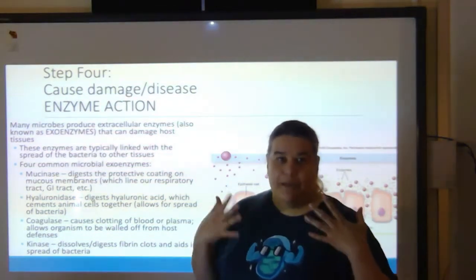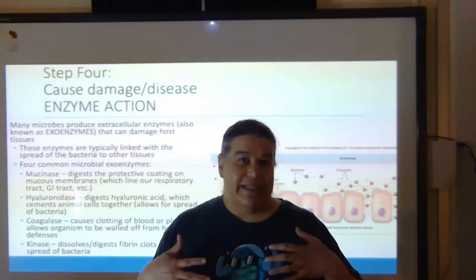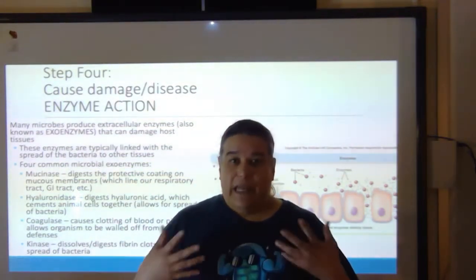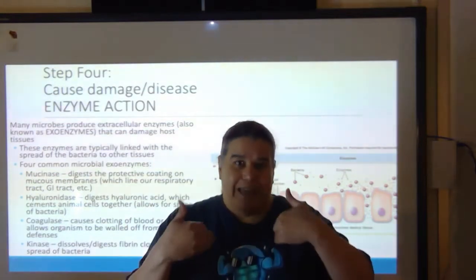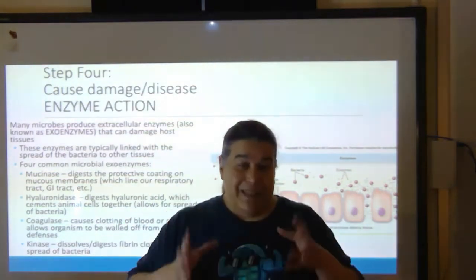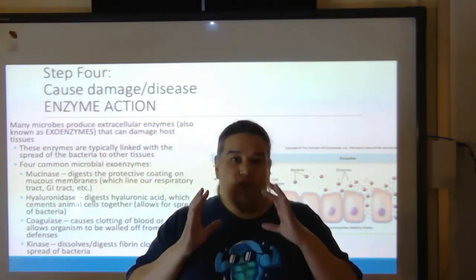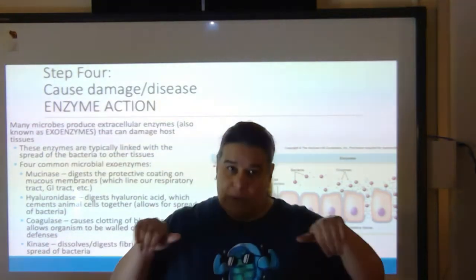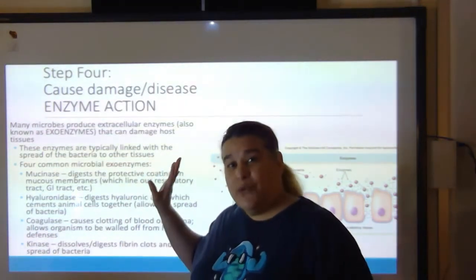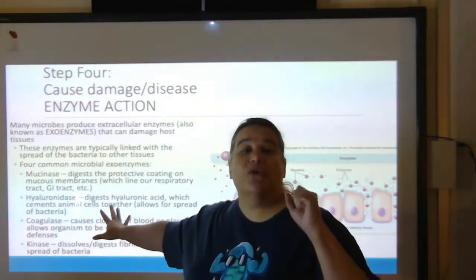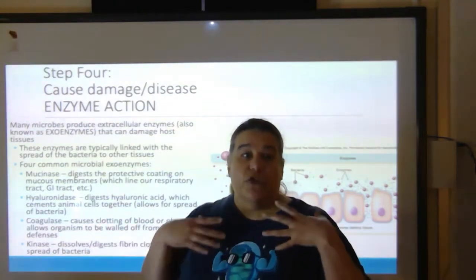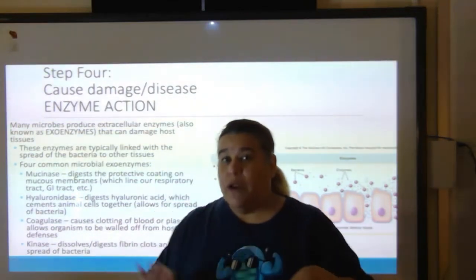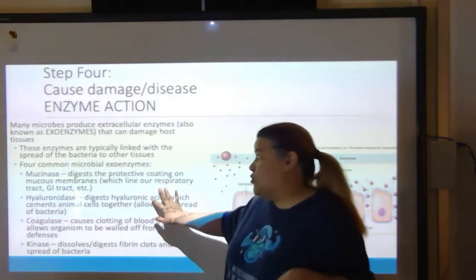Mucus is something that lines a lot of the cavities that are exposed to the external environment. Our digestive system is lined with mucus. Food goes from out here to in here, so the digestive system is lined with mucus. It's a way to coat the cells and hopefully catch things without letting them get past. If you are bacteria and you have mucinase, you can dissolve that mucus, which leads to not having that nice protective coating anymore because it dissolved away.